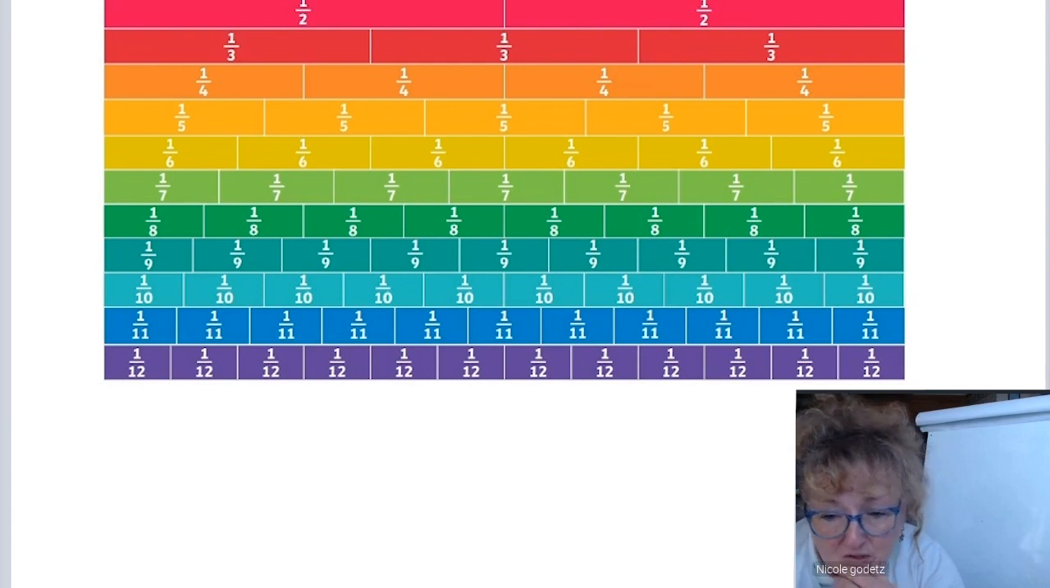What else? 2/4. Yeah, okay, 2/4 what? 2 equal to 4. What does that mean? 2 what equal to 4? 2/4 are equal to a half. I don't know what 2 equal to 4 means.